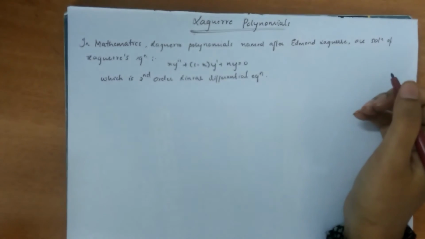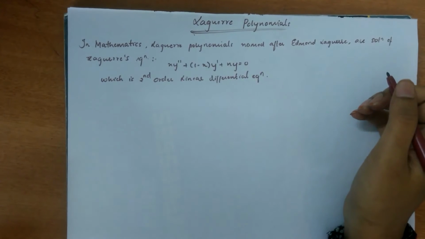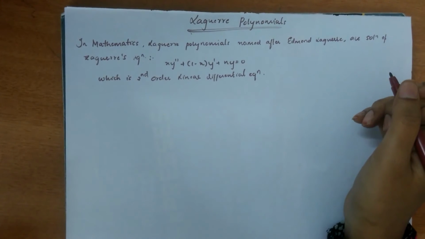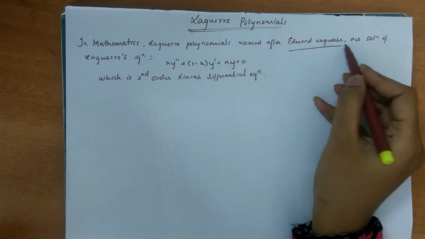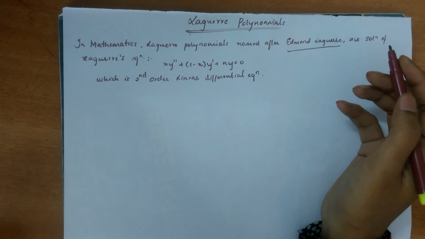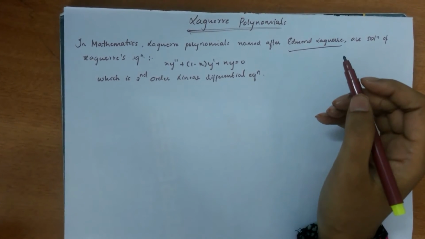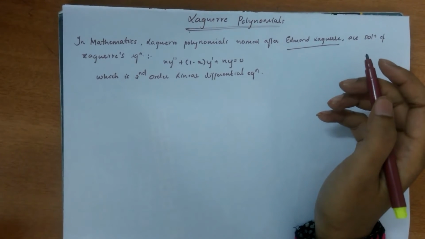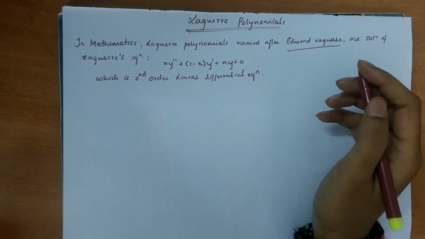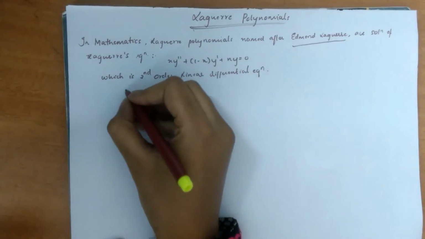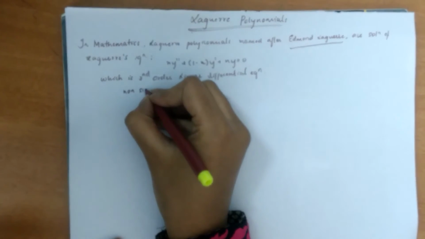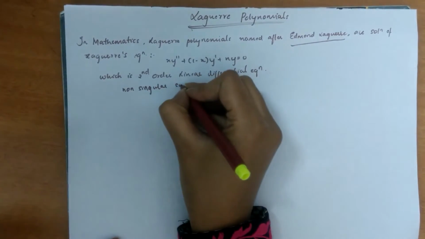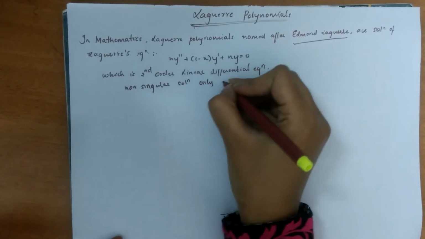In the last topic, we have seen the relation between Laguerre polynomials and Hermite polynomials. In mathematics, Laguerre polynomials, named after Edmond Laguerre, are solutions of Laguerre's equation, that is x y'' + (1 - x) y' + n y equal to 0, which is a second order linear differential equation. This equation has a non-singular solution only if n is a non-negative integer.